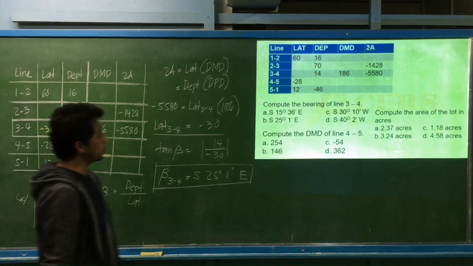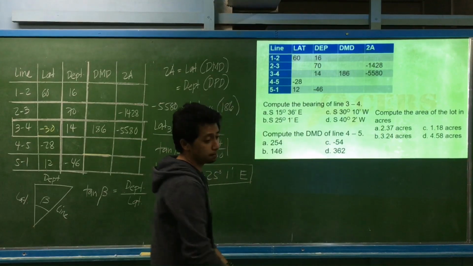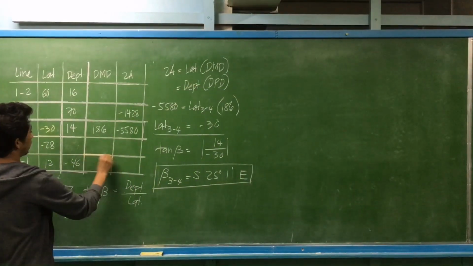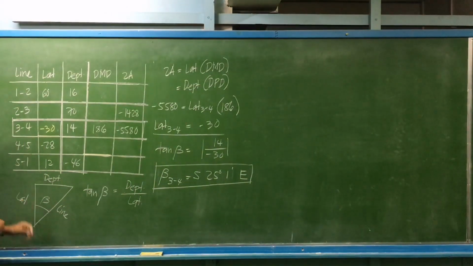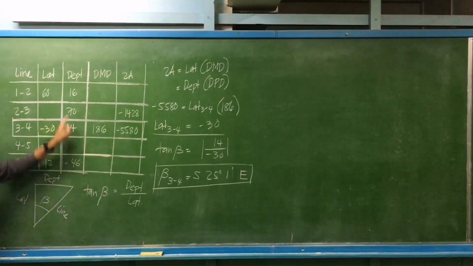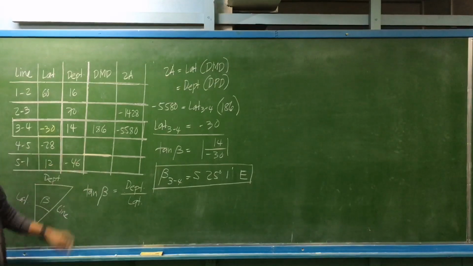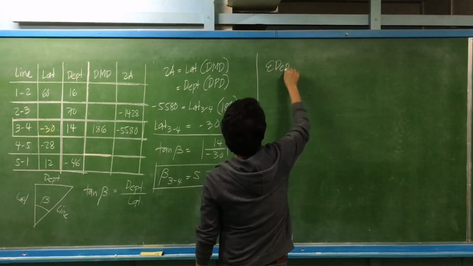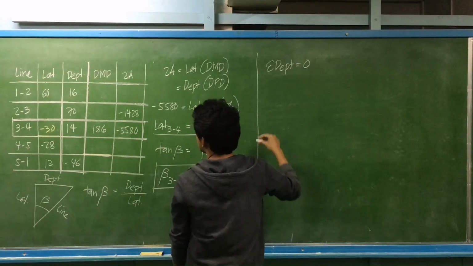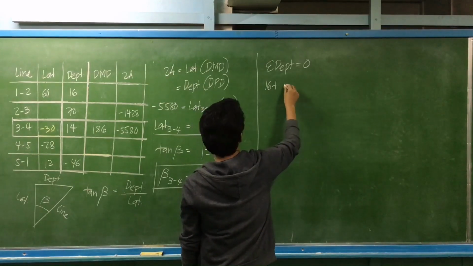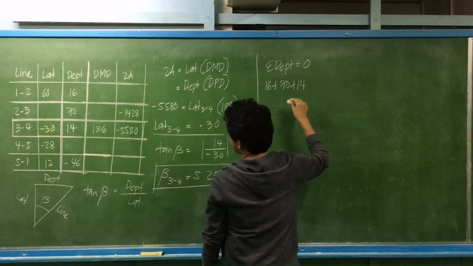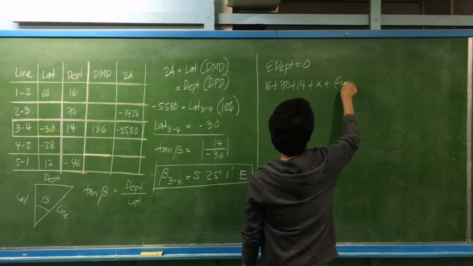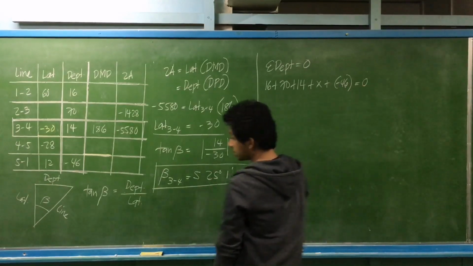Next, compute the DMD of line 4-5. We can first complete the departure because there is a missing value for 4-5. For a closed traverse, the summation of the departures should be equal to 0. So let's say 16 plus 70 plus 14, plus x as the unknown departure, plus negative 46, should equal 0.